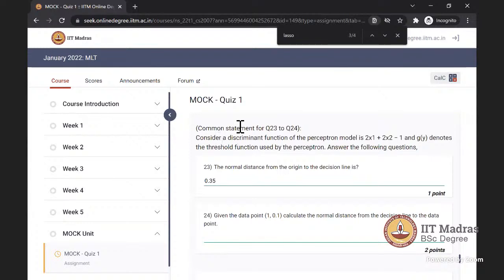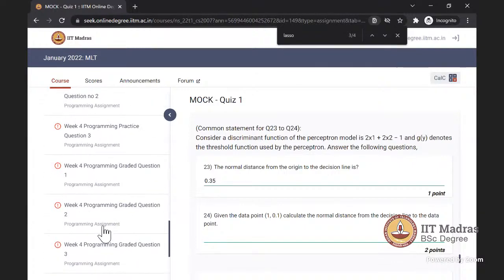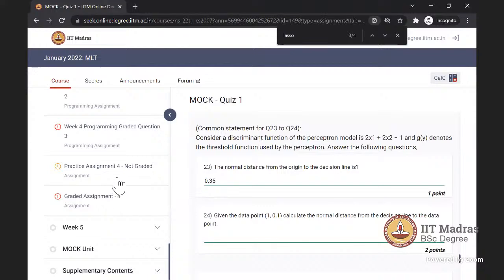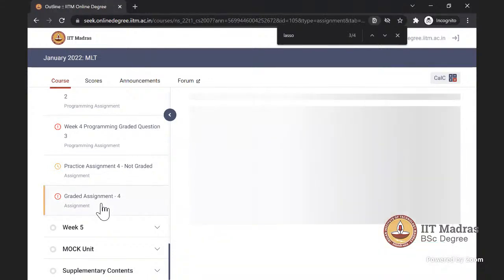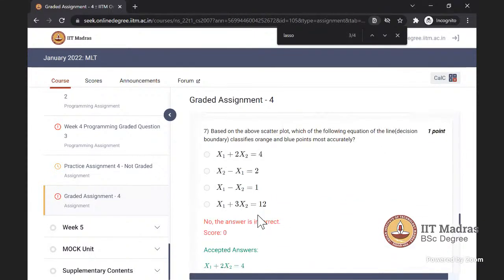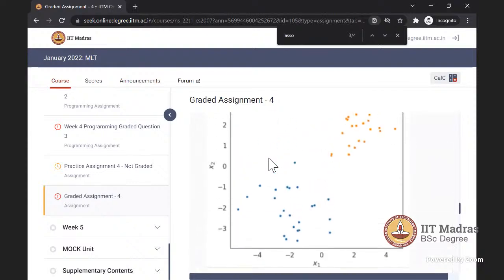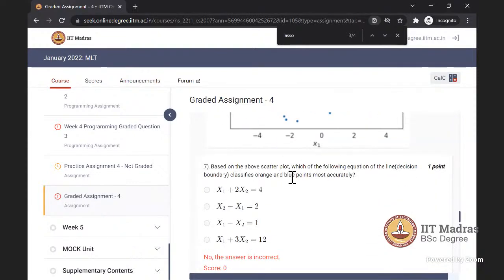Just one question on week 4, question number 7, graded. What is the approach to separate a line equation in this question? Based on the above scatter plot, which of the following equations of the line decision boundaries classify the orange and blue points most accurately?